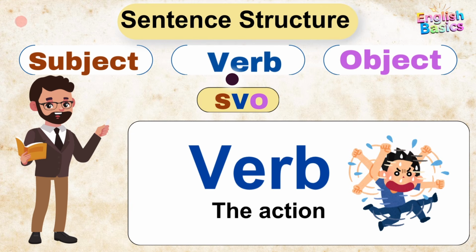The verb is the action of the sentence. It shows what's happening. That's why, without a verb, your sentence won't go anywhere. Great, now you know the subject and the action. But who or what does the action affect? Let's discover the object.